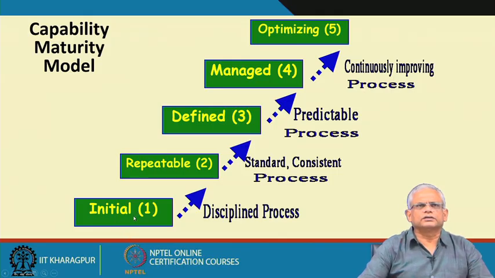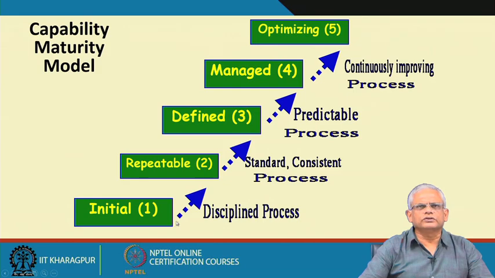where level 1 is called the initial level. All organizations by default are at initial, even if they do not have any documented process, they do ad hoc, build and fix. For all these, they are at the initial level. Every organization by default is at the initial or level 1.